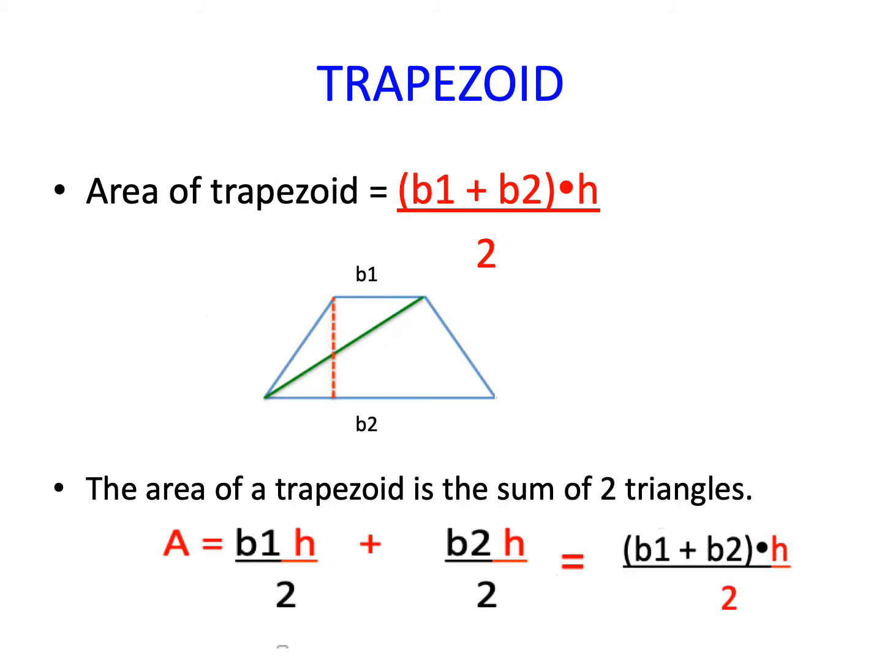The area of a trapezoid is found with the formula base 1 plus base 2 times height divided by 2, because a trapezoid is technically two triangles with the same height. So we can see that we're finding base 1 times height divided by 2 plus base 2 times height divided by 2. And that can be simplified to be the formula mentioned above, base 1 plus base 2 times height divided by 2.